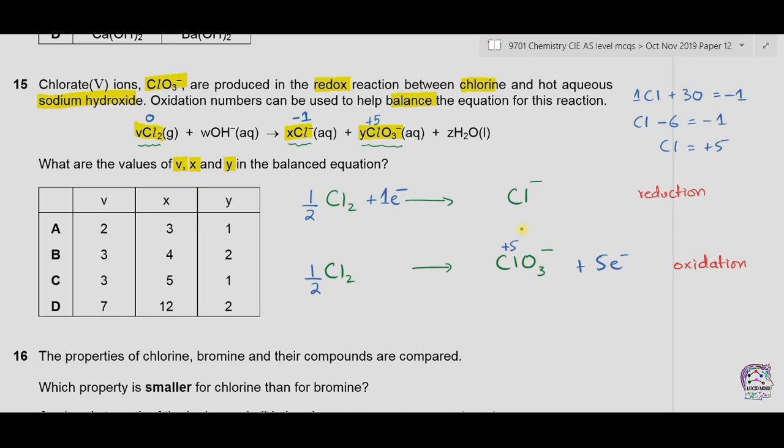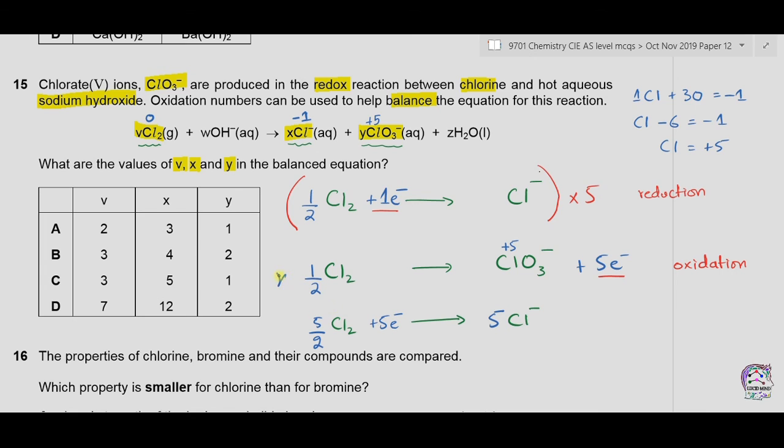As we know that in a balanced equation, the number of electrons lost must be equal to the number of electrons gained. So we can balance the number of electrons by multiplying this equation with 5. So rewriting the first reduction equation, now I have Cl2, Cl negative. 5 is multiplied by 1/2, so it will become 5/2 for chlorine. The number of electrons will become 5. The number of chloride ions will also become 5.